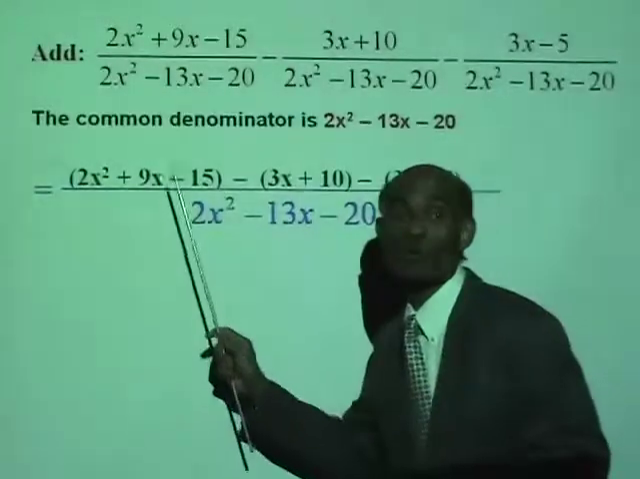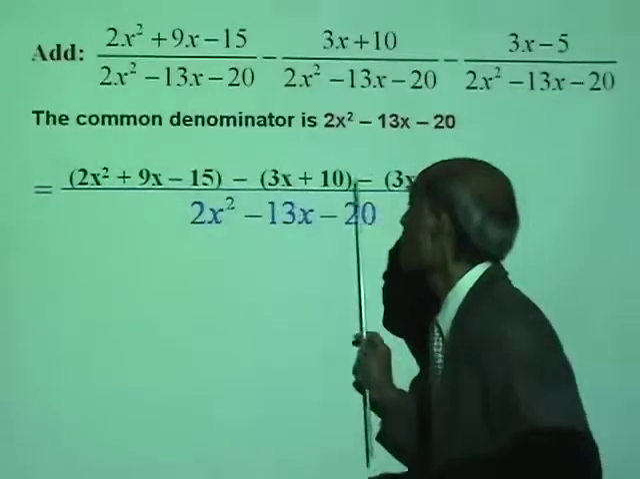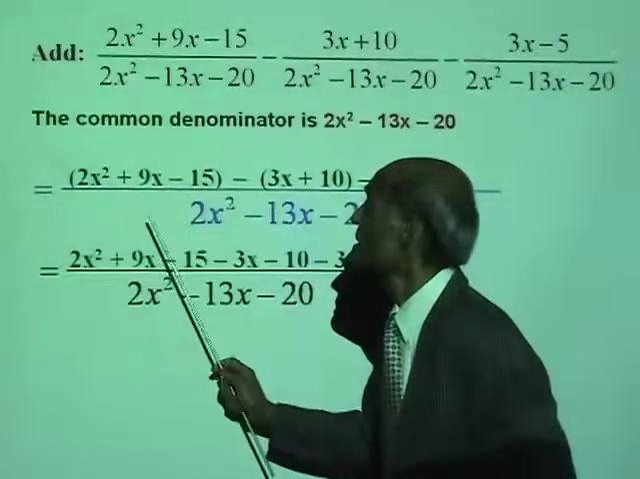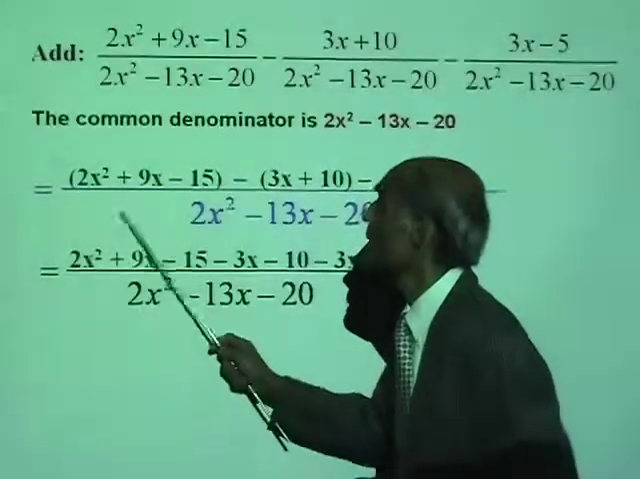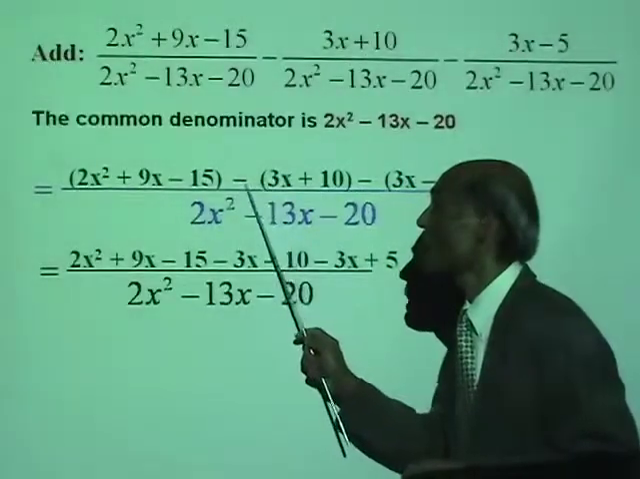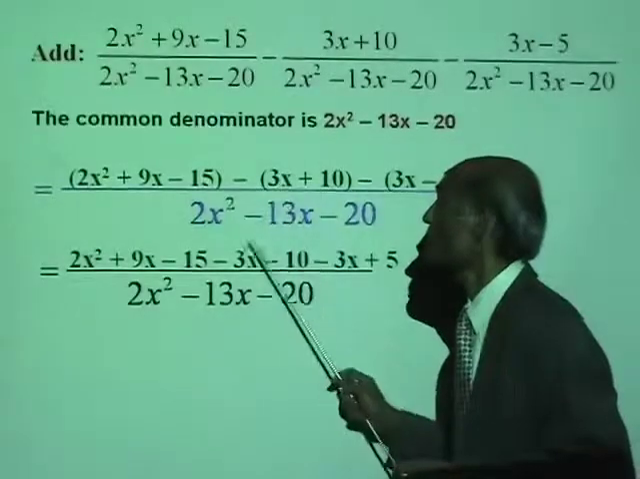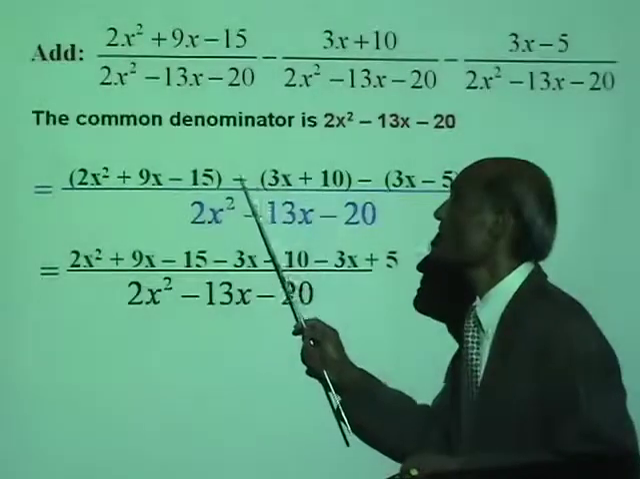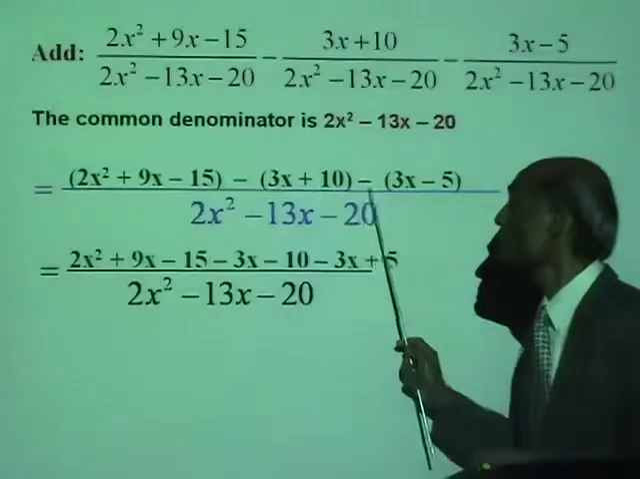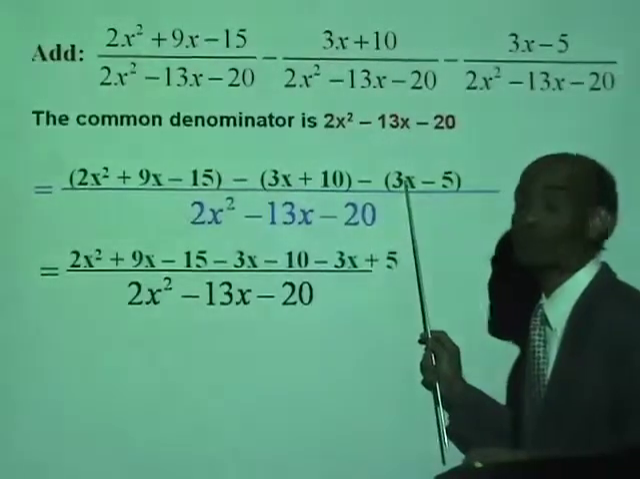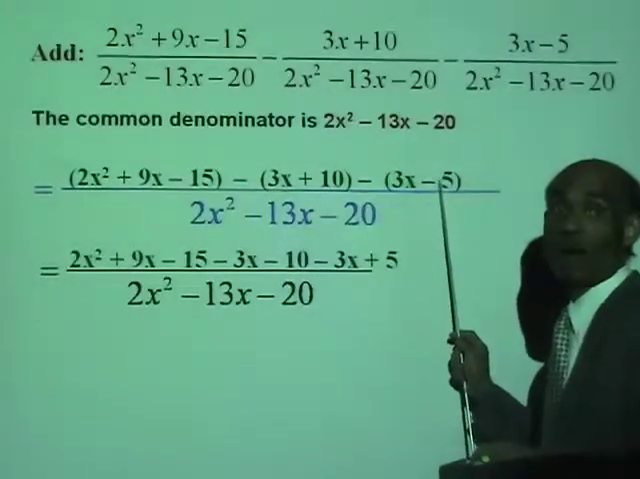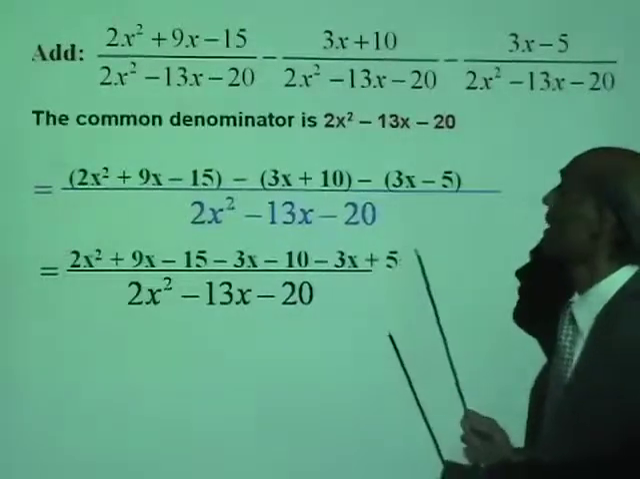Alright, in our next step, we distribute this negative 1 and this negative 1. Now, we don't need that parenthesis, so that will be 2x squared plus 9x minus 15. Distribute that negative 1. Negative 1 times 3x is minus 3x. Negative 1 times 10 is negative 10. And now distribute this negative 1. Negative 1 times 3x is minus 3x. And negative 1 times negative 5 is positive 5.